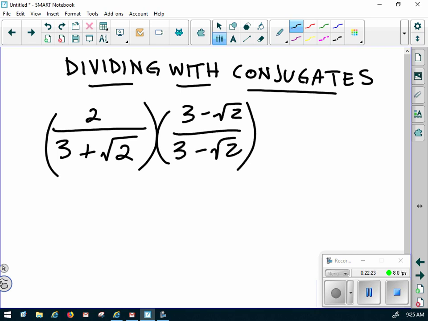What's the purpose? So when I get finished, what do I not have in the denominator? A square root. Because that one dude, it's all that one dude's fault. Now, 6, 6 minus 2.